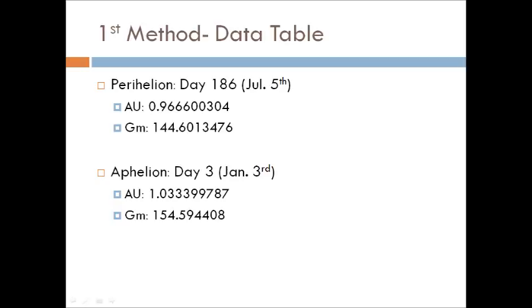144.6013476. For the aphelion, you find it on day 3, which is January 3rd. The astronomical units are 1.033399787, and the gigameters are 154.594408.